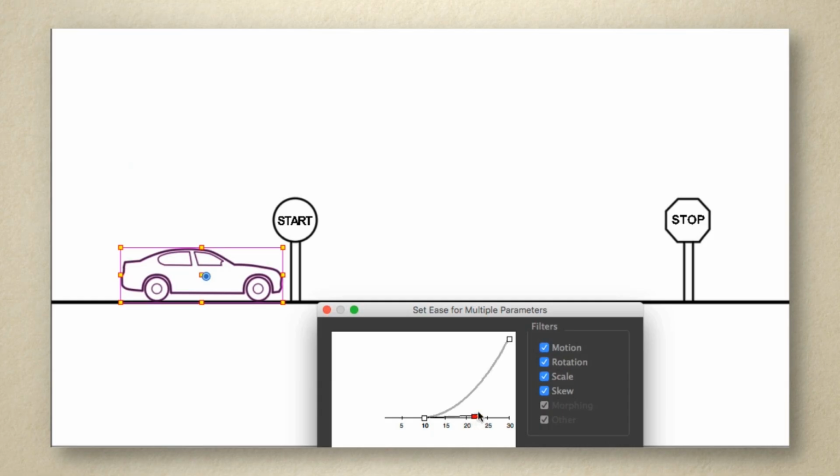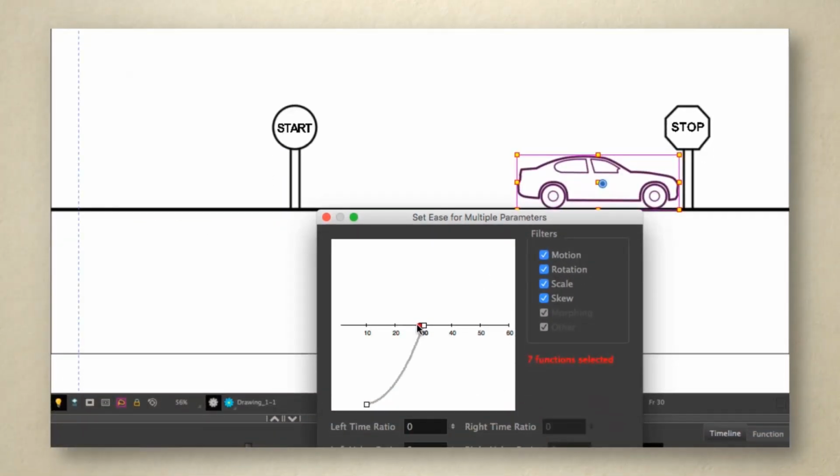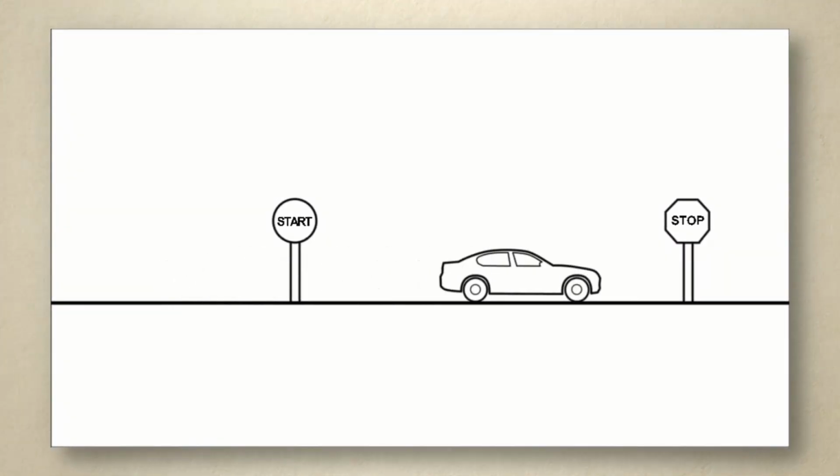The steeper the line, the faster the motion will be at that point. So let's give the graph a nice smooth S-curve like this. It starts out flat, gradually gets steeper, then evens out again. This gives us a standard slow in and slow out.